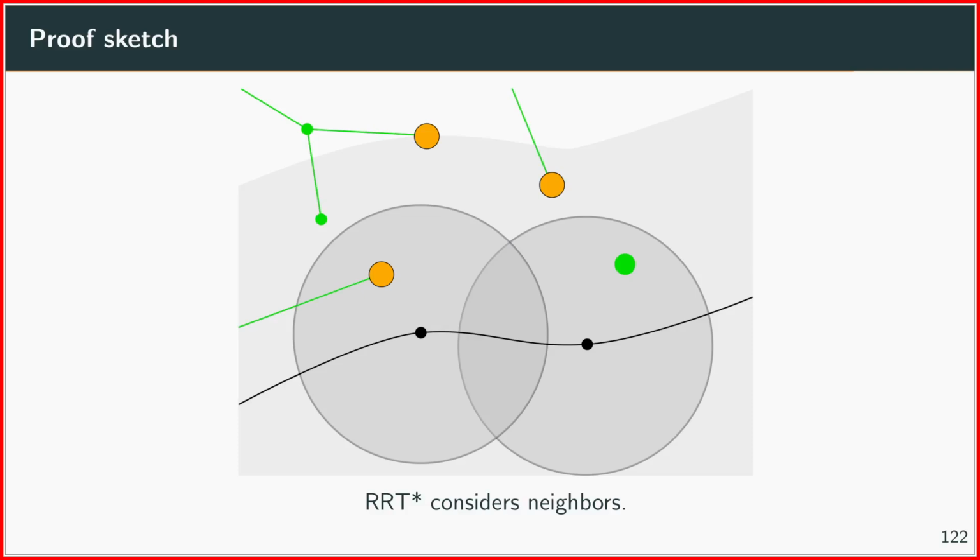And RRT star actually considers all the neighbors for rewiring. And because it does so, it also computes the cost to come from all those points here to your new sampled configuration. In that way, it can make sure that you have reached your new configuration from the previous ball, because the path to reach here is also optimal until this point, because we have this optimal rewiring of the tree.